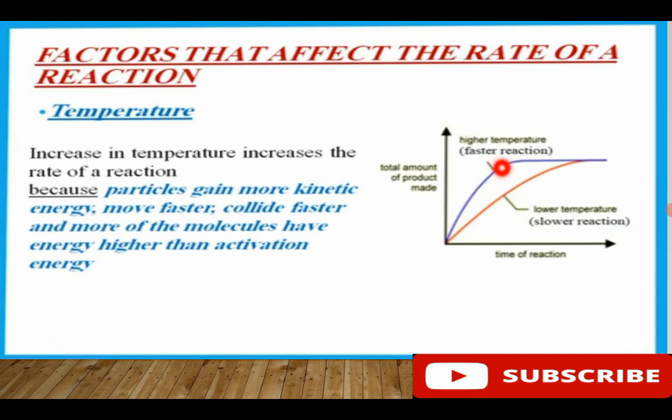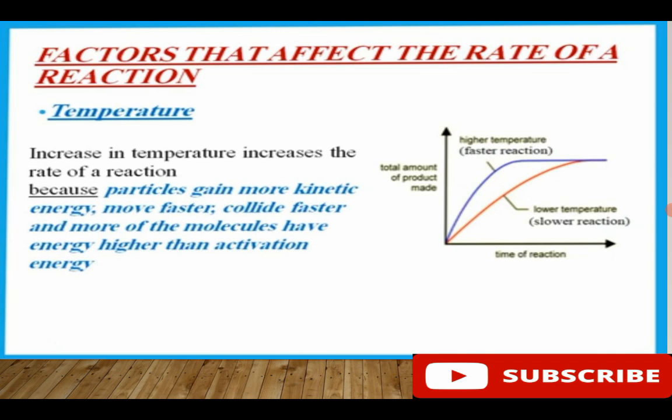So how do the graphs show that one reaction was faster than the other? You simply consider the steepness or the slope of the two graphs. For a reaction that takes place faster, the steepness of the graph is higher. So this one is steeper than the one which is done at lower temperature. The gradient of the graphs will tell you which one represents a faster reaction than the other.